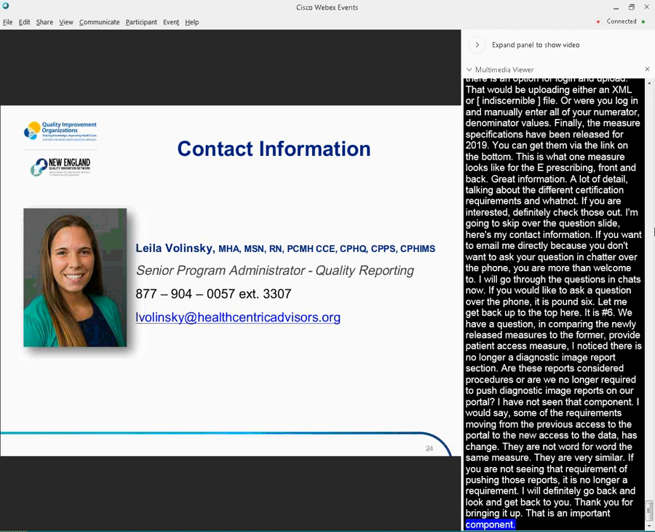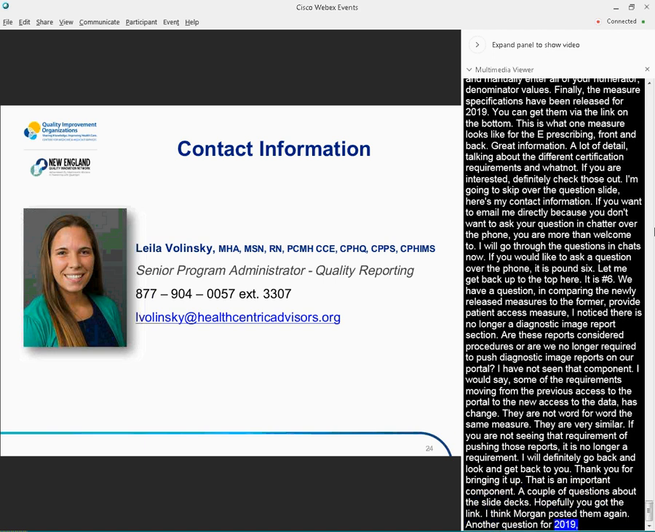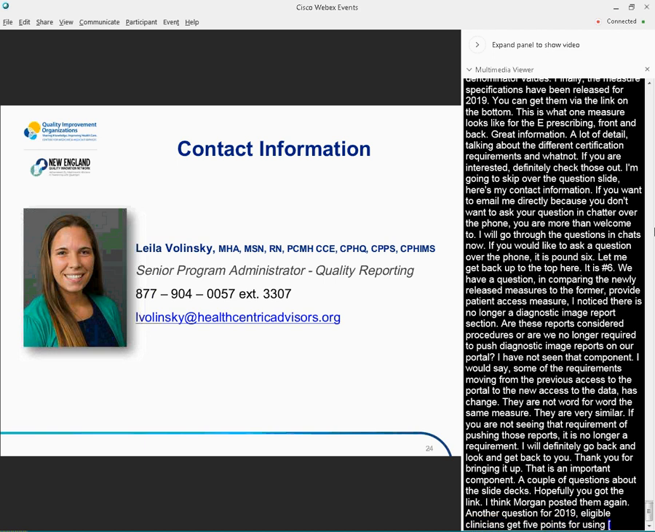Another question for 2019, eligible clinicians get 5 points for using PDMP under e-prescribing. Can they also receive points under the Public Health and Clinical Data Exchange?